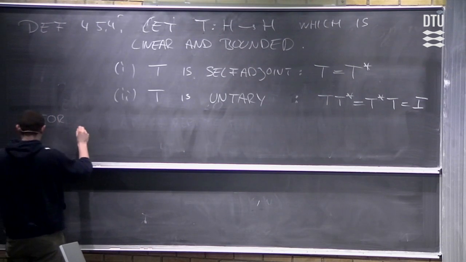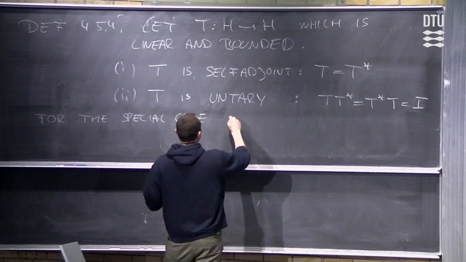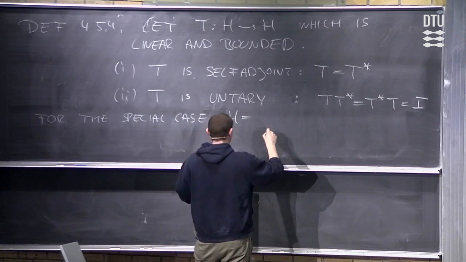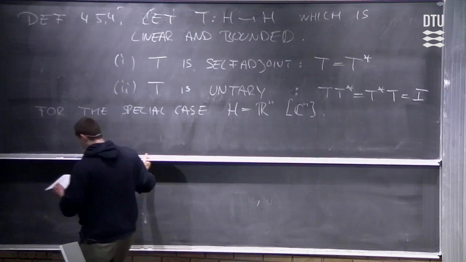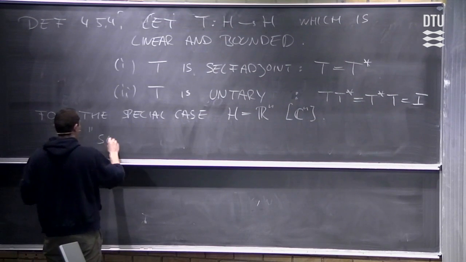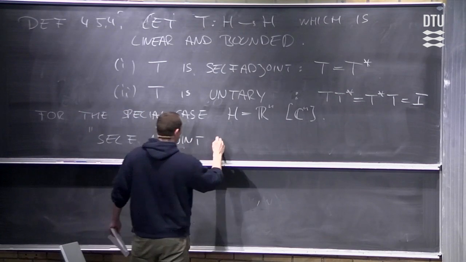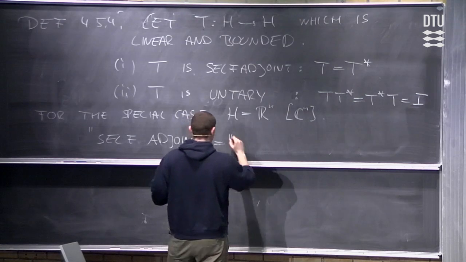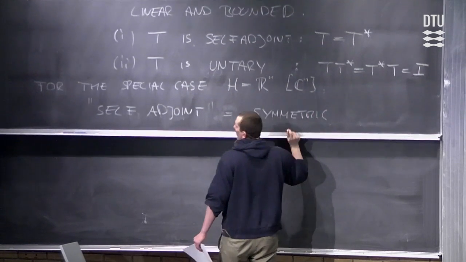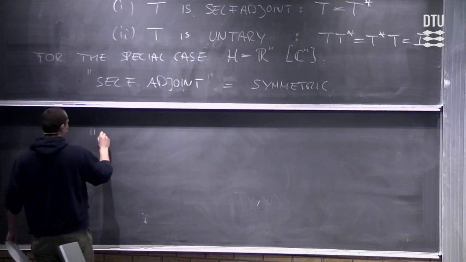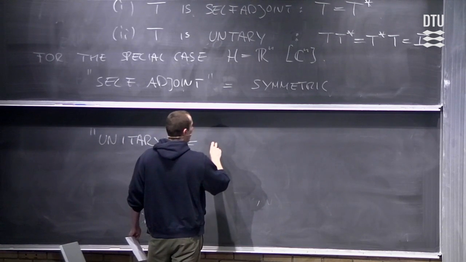So for the special case where H is Rn, we'll put in parentheses as well Cn, because both are finite dimensional Hilbert spaces. Then the word self-adjoint means, or is the same as, a symmetric matrix. And the word unitary means orthogonal.